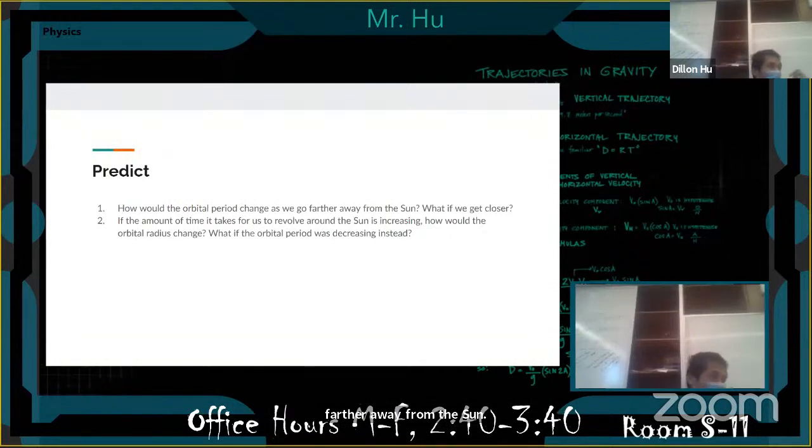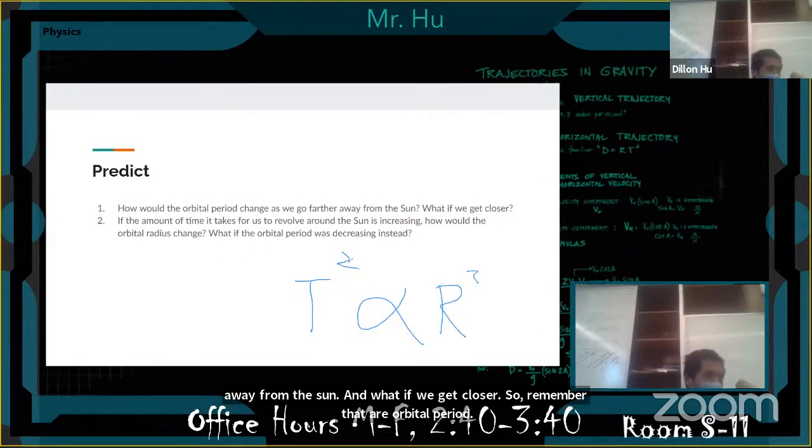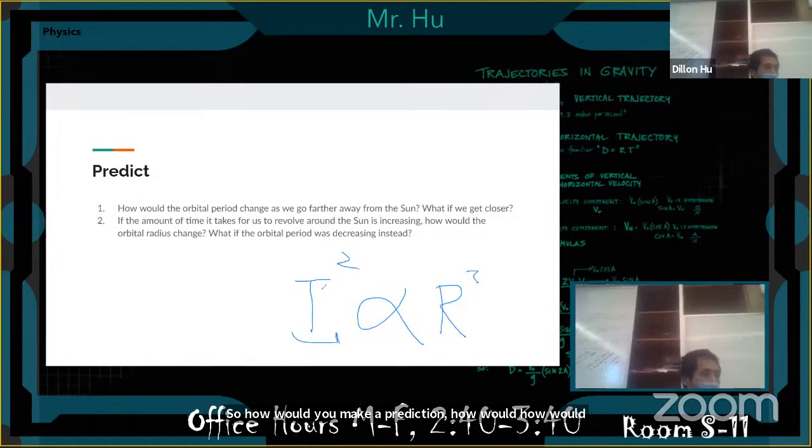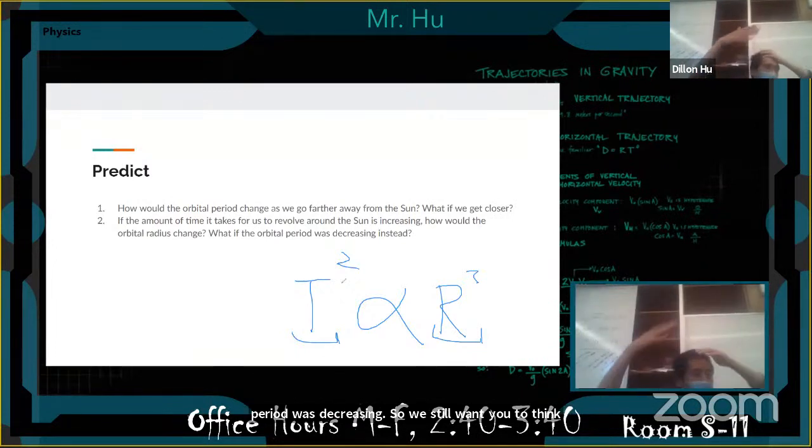Remember that our orbital period, t squared, is proportional to my orbital distance, my semi-major axis, cubed. So I want you to make a prediction. How would the orbital period change as my distance from the sun gets bigger? How would it change if my distance from the sun gets closer? And vice versa, if the amount of time it takes me to revolve around the sun is increasing, how would my orbital distance change? And what if my orbital period was decreasing? Think about what happens when one changes and the other changes, and try to come up with some predictions.